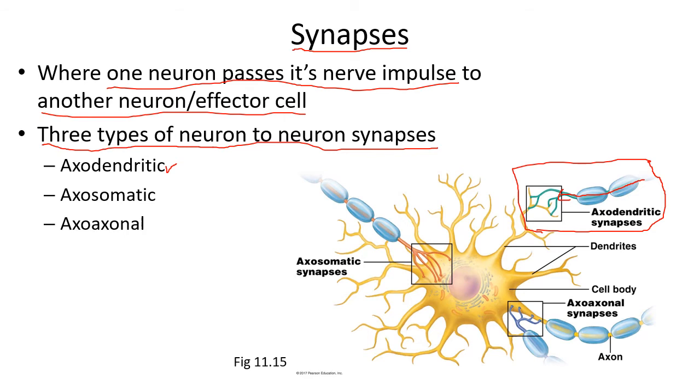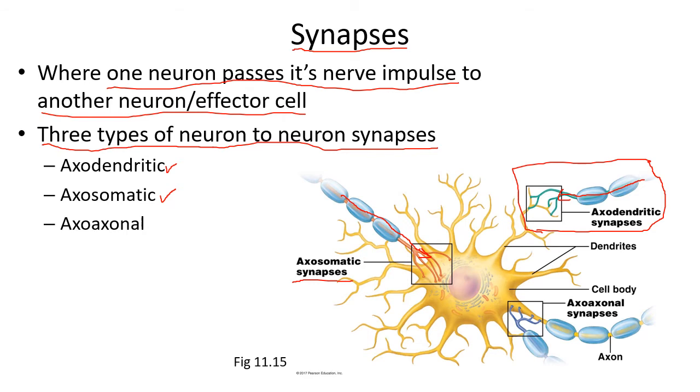We have the axosomatic, which is basically going directly to the cell body. So the axon of one neuron isn't going to synapse with the dendrite. It's going to go just directly to the cell body itself.